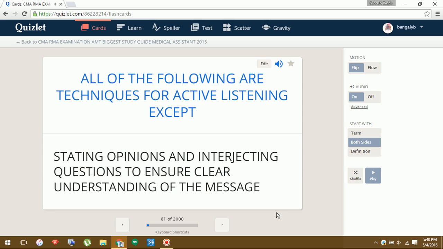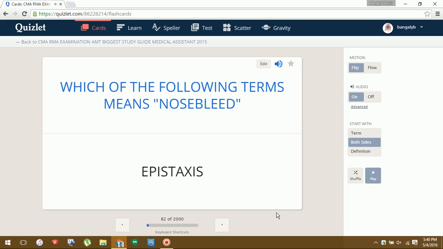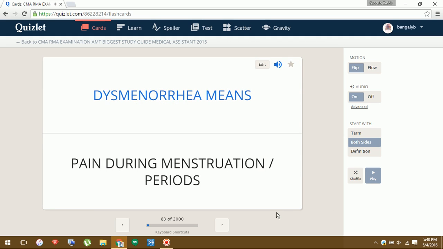All of the following are techniques for active listening except stating opinions and interjecting questions to ensure clear understanding of the message. Which of the following terms means nosebleed? Epistaxis. Dysmenorrhea means pain during menstruation/periods.